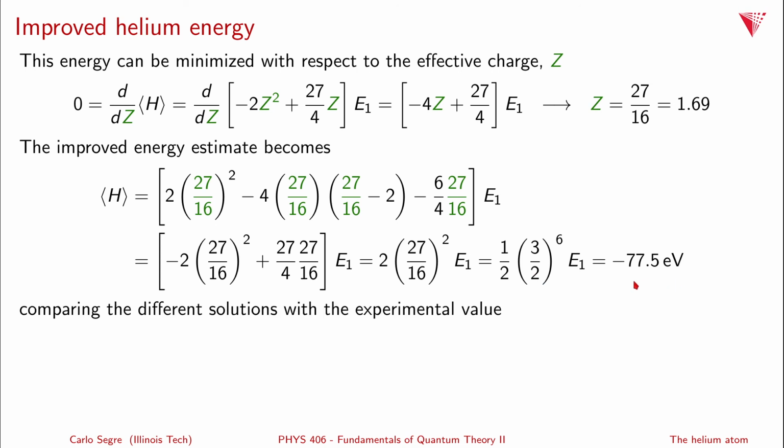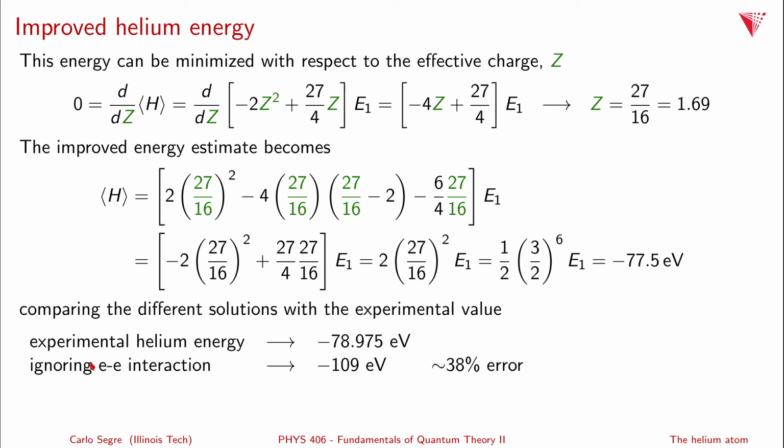So now let's compare the different solutions that we have with the experimental value. The experimental helium energy is minus 78.975 electron volts. Ignoring the electron-electron interaction altogether, we get minus 109 electron volts. That's a 38% error, unacceptable. With a simple variational function, we reduce this error to about 5%. Again, notice that this is less negative. Using the variational method, we are less negative than the actual value. We're always above the actual value of the energy because the variational theorem tells us we have an upper bound on the energy. But it's still off by nearly 4 eV.